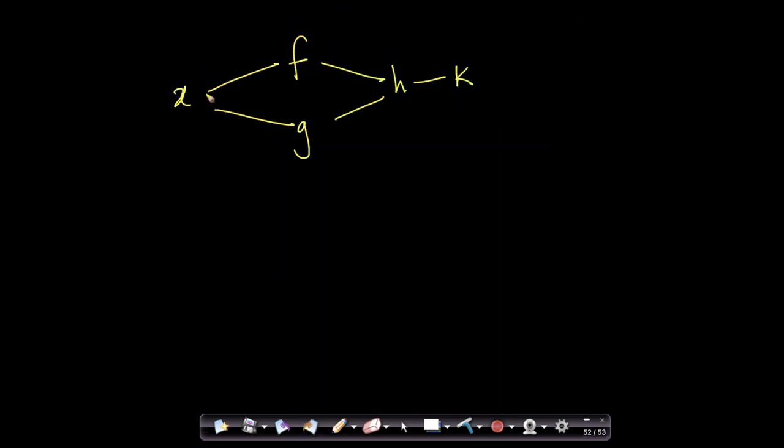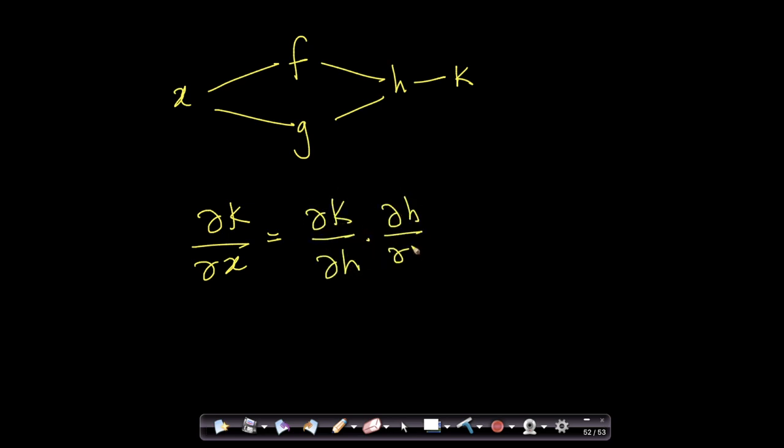In this diagram, the paths are different till here, but here the paths converge. In this case, what is derivative of k with respect to x? Let's ask that question. It is derivative of k with respect to h and derivative of h with respect to x. Fair enough? First step. Okay, so I finished this step.